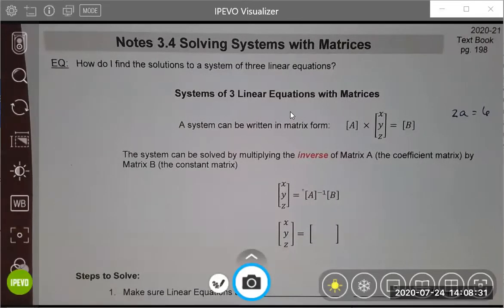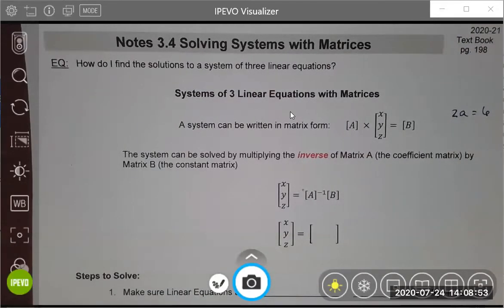is an alternative method. The nice thing about using matrices to solve systems of equations is that it scales. So you could solve systems of 5 equations, systems of 10 equations, and the matrices will lend themselves very easily to that, where doing it by hand becomes almost impossible to do accurately.